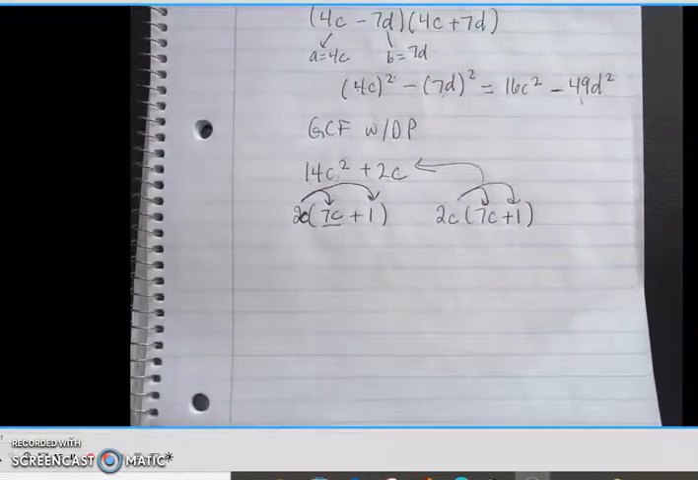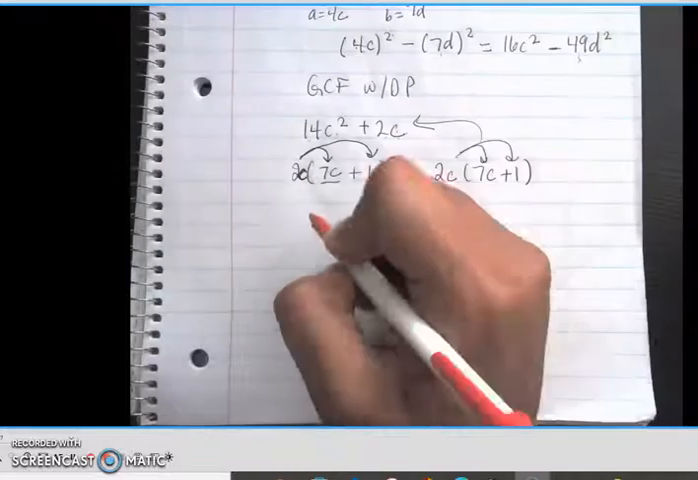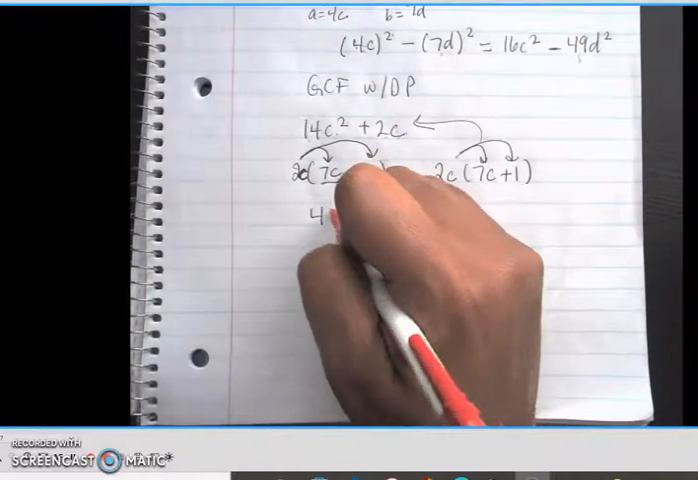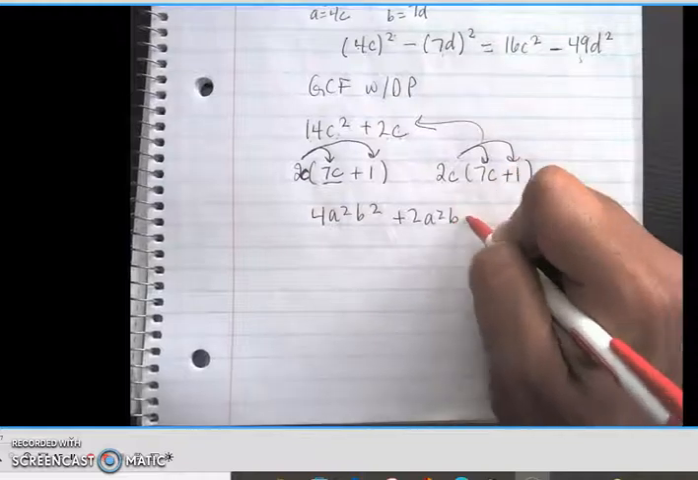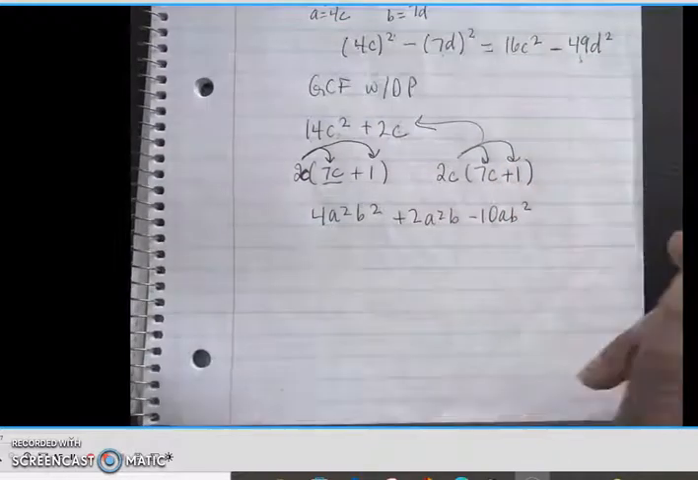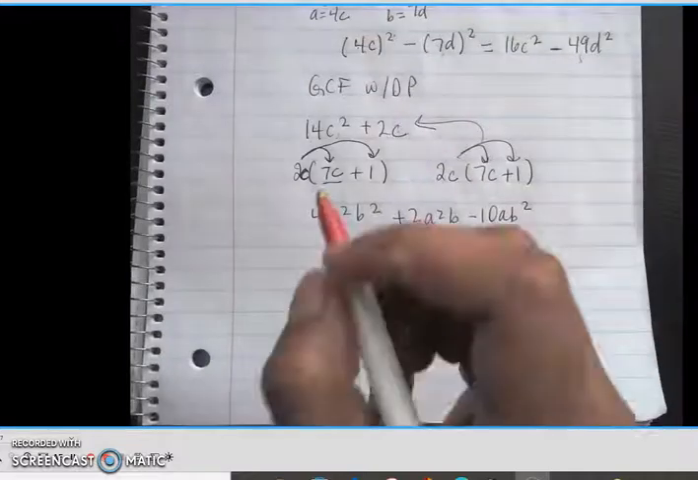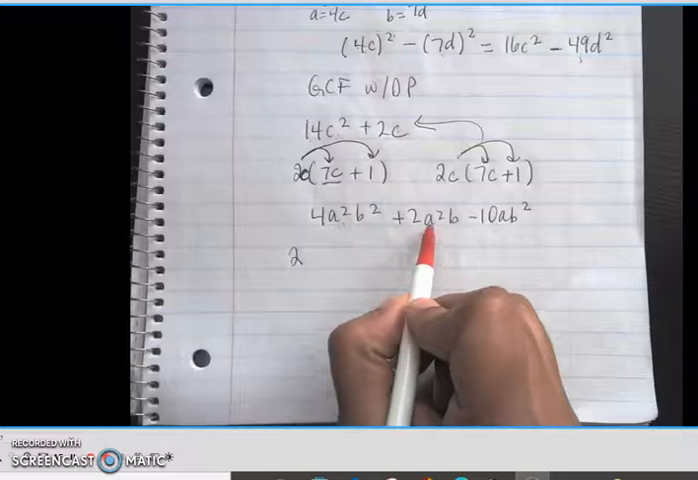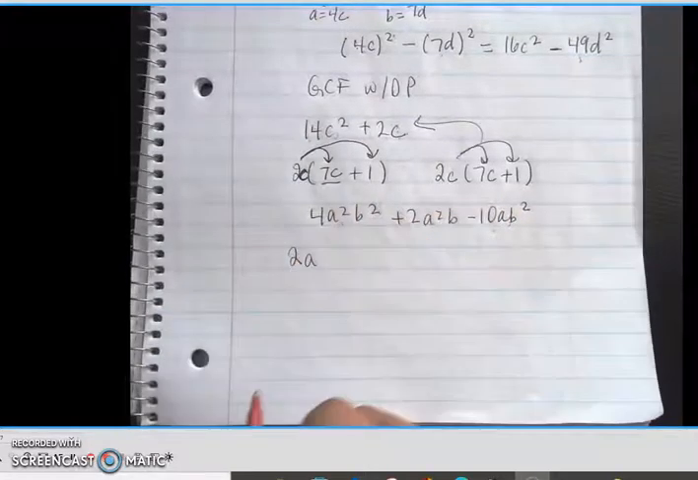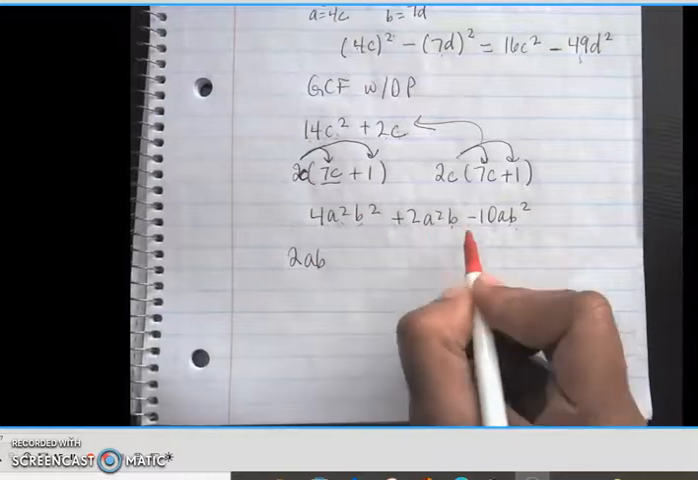All right, here's another one. Let me find 2 more of these. What if they gave you something like 4a squared b squared plus 2a squared b minus 10ab squared? Okay, so we have 4, 2, and negative 10. What number do they have in common? 2. So I'll pull out a 2. And then this one has 2 a's, 1 a, so they have at least 1 a in common. 2 b's, 1 b, 2 b's, they have 1 b in common, all 3 terms.